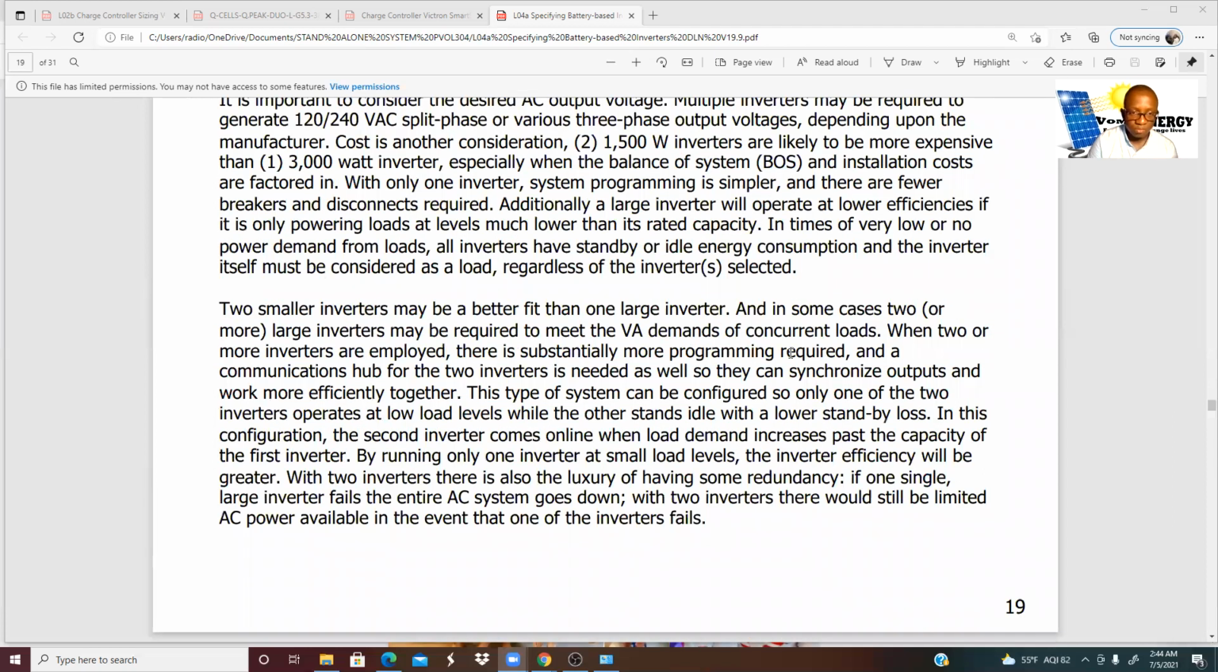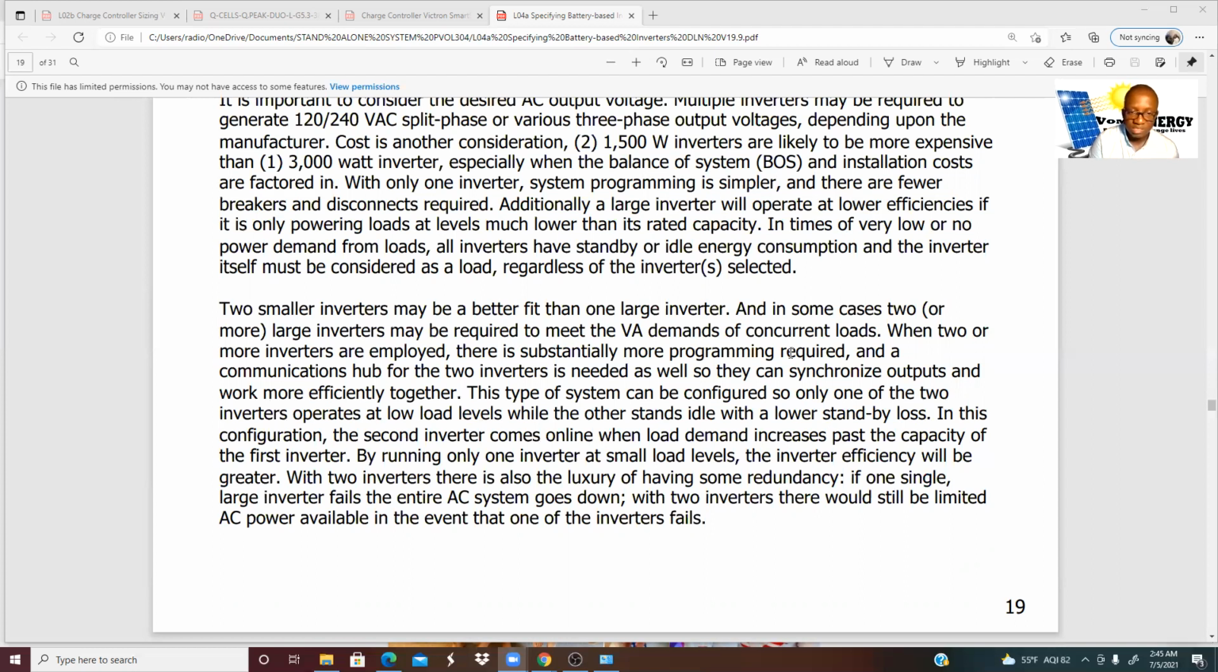Two small inverters may be a better fit than one large inverter, and in some cases, two or more large inverters may be required to meet the VA demand of concurrent load. When two or more inverters are employed, there is substantially more programming required, and a communication hub for the two inverters is needed as well so they can synchronize output and work more efficiently together.